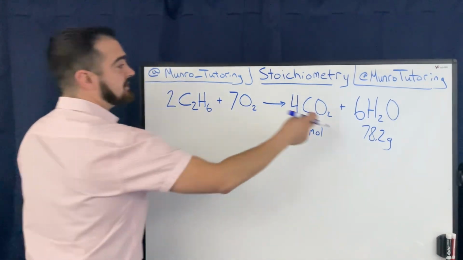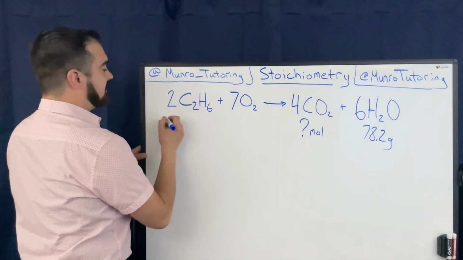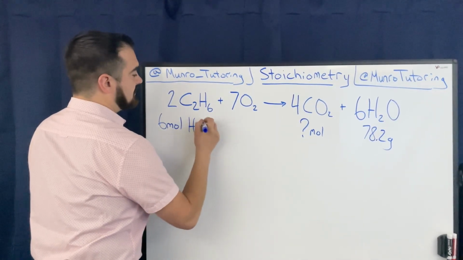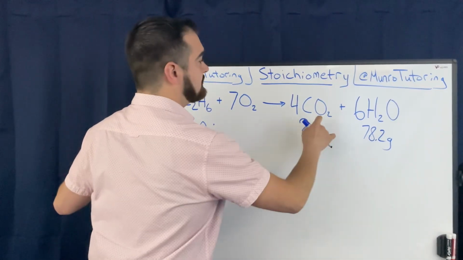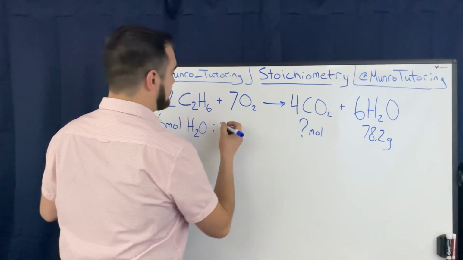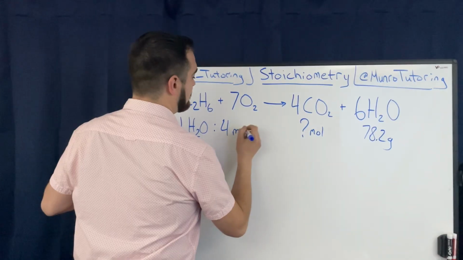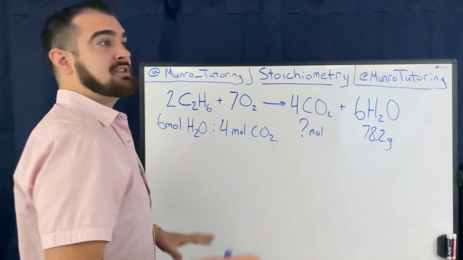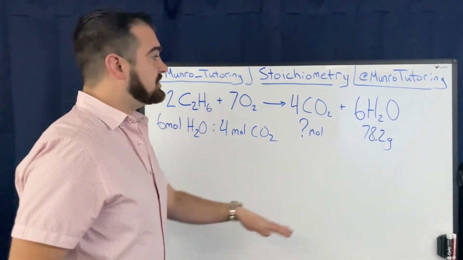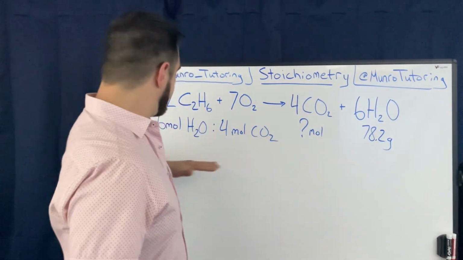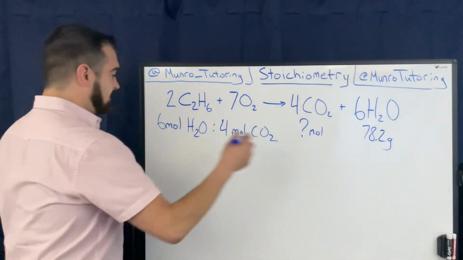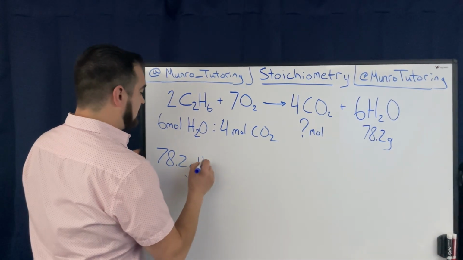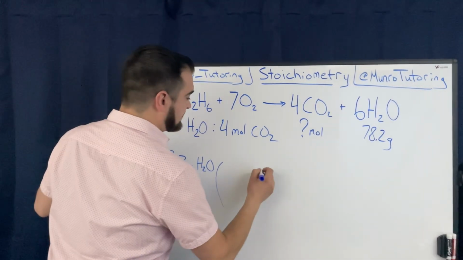We're given info about water, so I'm going to write over here what the ratio is. It's 6 moles of water for every, and I'm being asked about CO2, so I'm going to write 4 moles of CO2. Okay, now with that written down, let's start the problem how we do every time, which is we take the given information and we put it to the left and we label everything properly. So we're going to start with 78.2 grams of water, and we're going to put a parenthesis here.